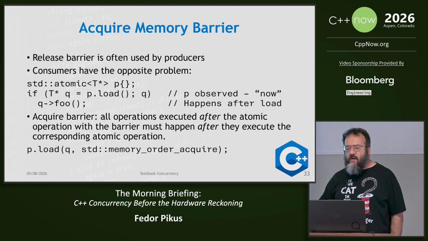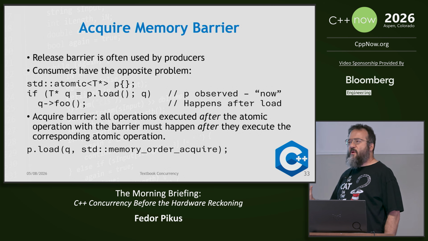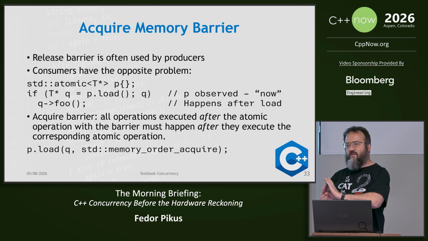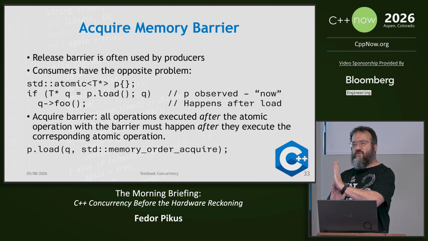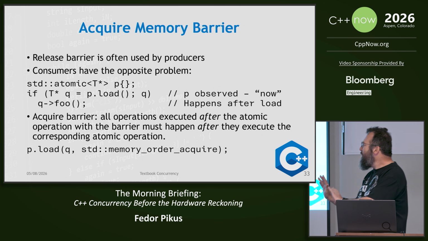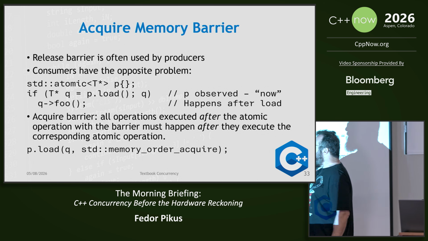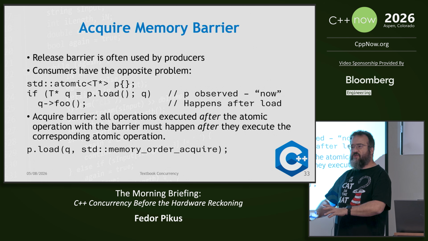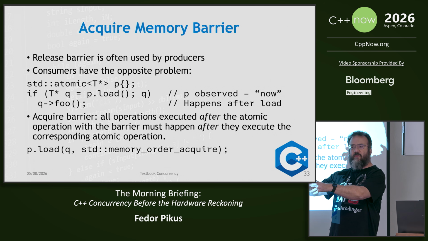Okay, acquire memory barrier is kind of the other side of the release barrier. So remember I told you at the beginning, when we talked about full barrier, that full barrier only helps if both threads issue it. The same is true for this. So if one thread did the publishing with the release, and the other thread just looks at the value of the atomic pointer and says, oh, it changed, I'm going to dereference it, nothing is guaranteed.